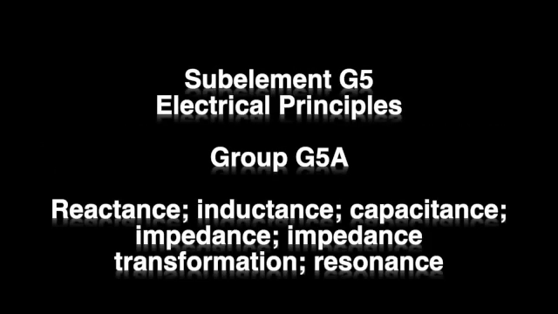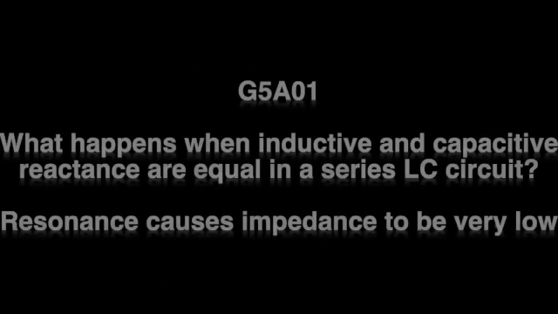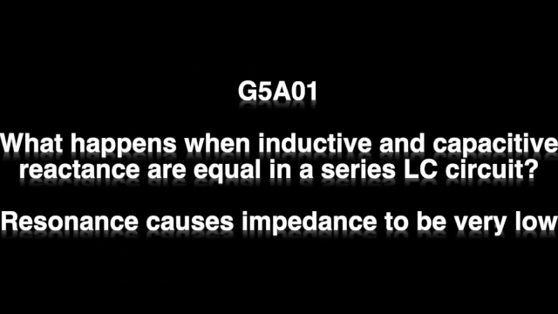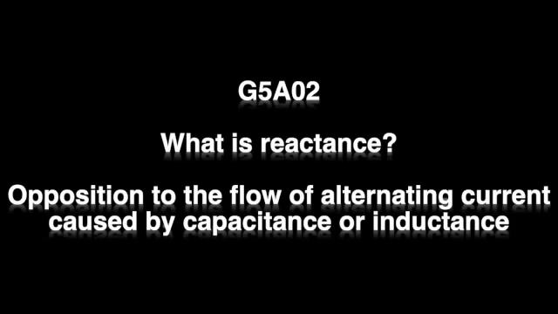Subelement G5 electrical principles. Group G5A: reactance, inductance, capacitance, impedance, transformation, resonance. G5A01. What happens when inductive and capacitive reactance are equal in a series LC circuit? Resonance causes impedance to be very low. G5A02. What is reactance? Opposition to the flow of alternating current caused by capacitance or inductance.